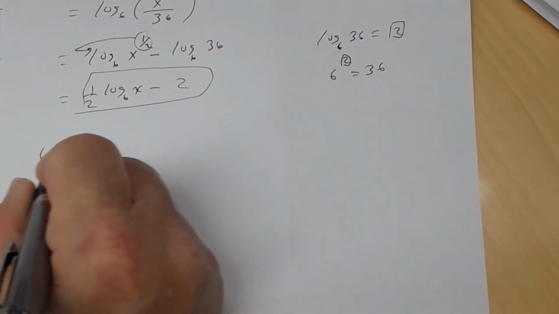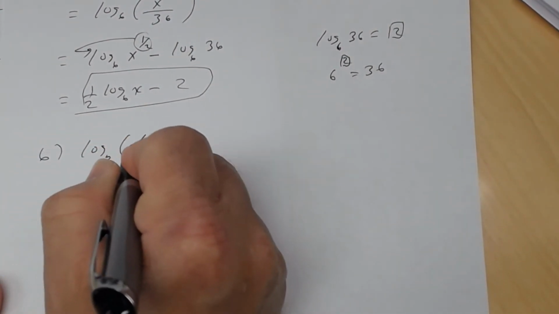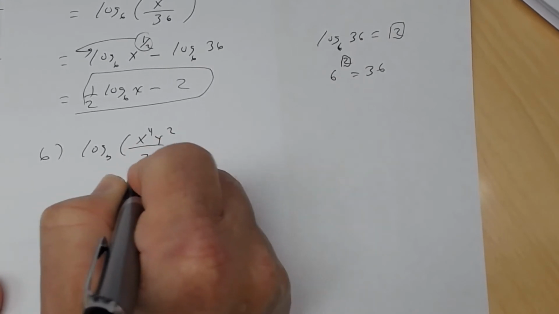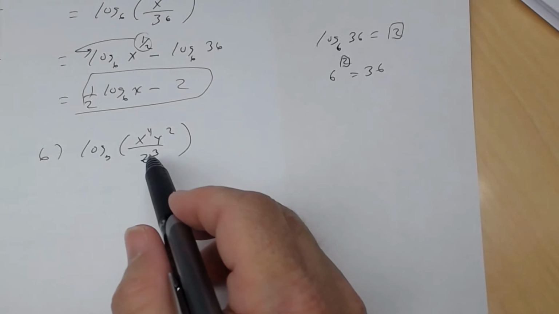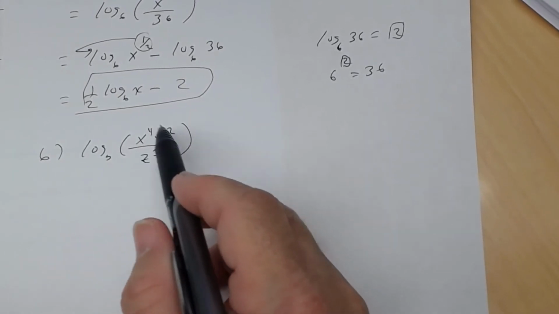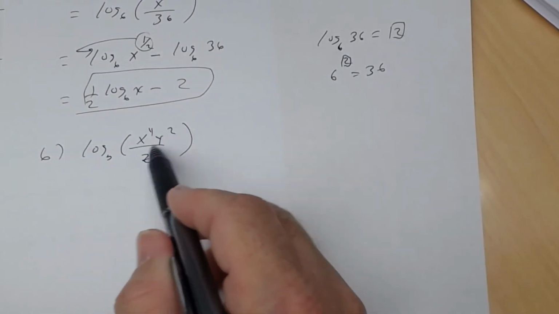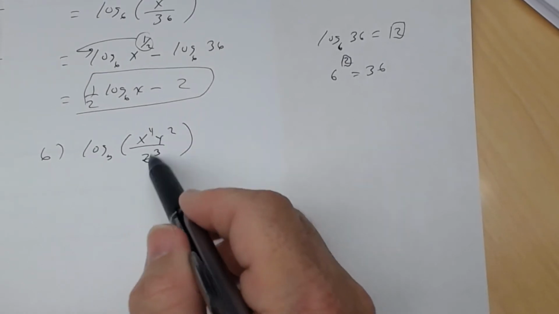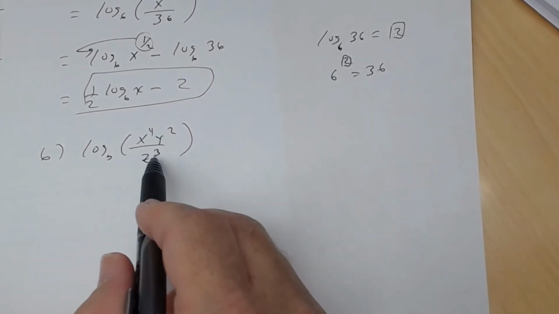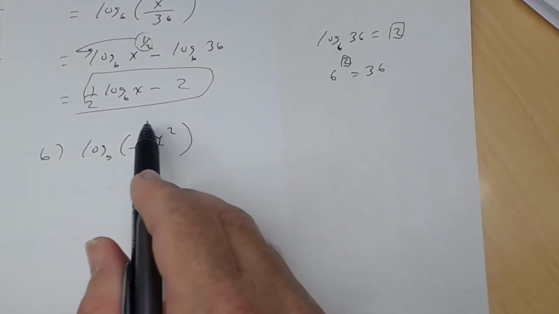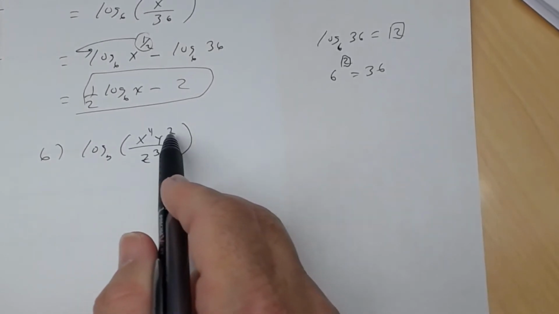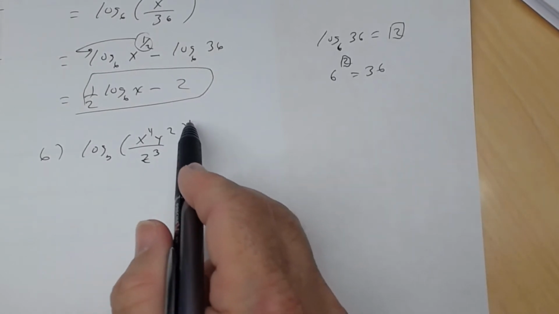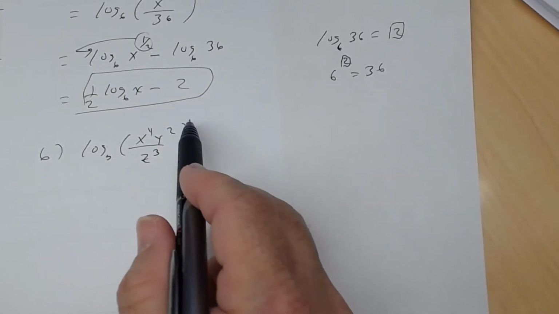Okay, number 6, you have log base b of x to the 4th y squared divided by z cubed. Notice this time I'm going to use all three. I'm going to use the power, the product, and the quotient. But you can't use the power first because not all of these are raised to the same power. They're not all raised to the 4th, not all raised to the 2nd, not all raised to the 3rd. In fact, its argument is raised to the first power.